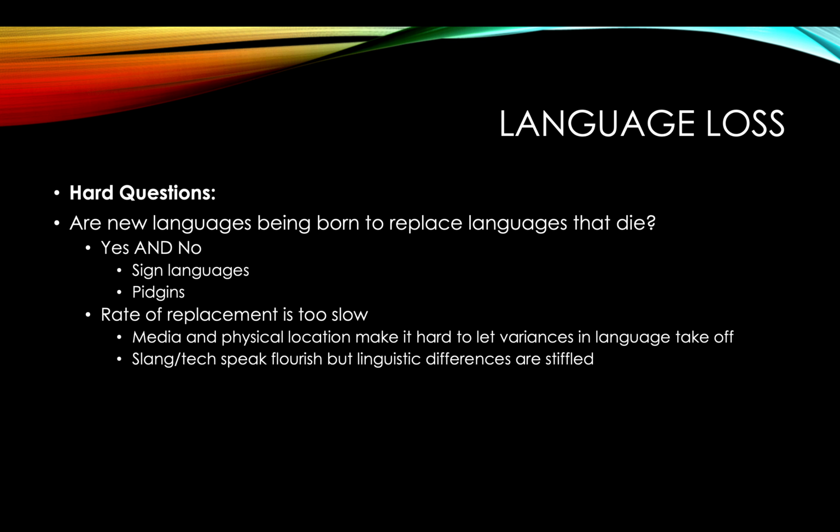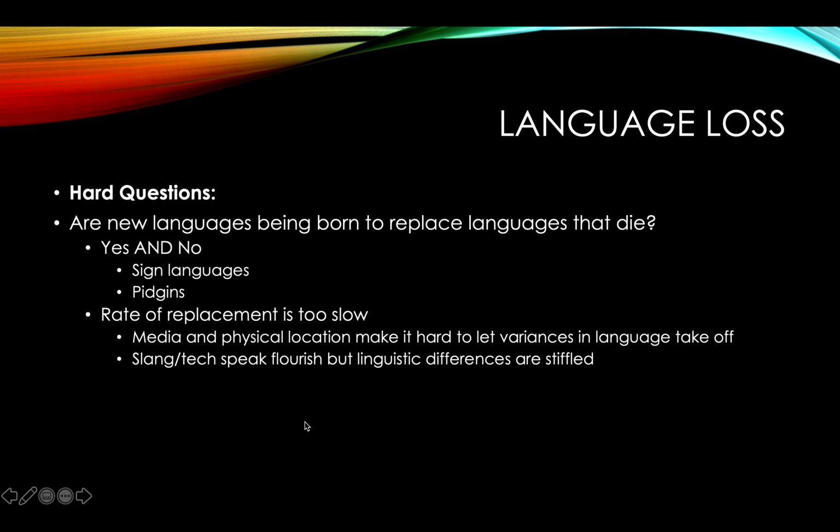Are new languages being born to replace languages that die? Yes and no. There's definitely been things like sign languages that have come into existence, and these are full, complete languages. There's definitely been pidgins as well. Pidgins are kind of like mixture languages. A Creole is a different thing, but if you think of a language that's kind of like a mixture of two languages, there's a Hawaiian pidgin. There's other pidgins. These have come into creation, but the rate of replacement is too slow.